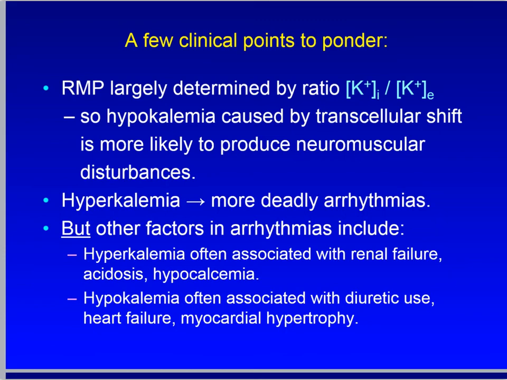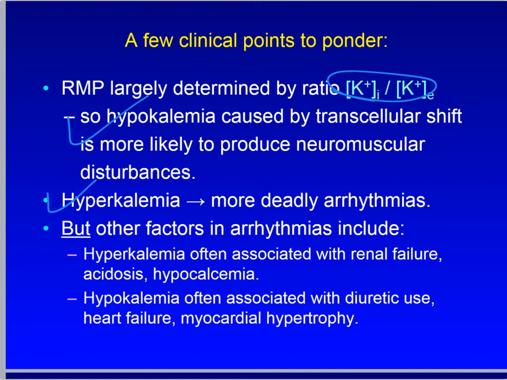Interestingly, because resting membrane potential is so much influenced by the ratio of intracellular to extracellular potassium, hypokalemia caused by transcellular shift, such as acid-base disturbances, seems to produce more neuromuscular disturbances than hypokalemia caused purely by potassium loss. In general, as you can see, hyperkalemia is the disturbance to be more feared, since it tends to cause the deadly ventricular fibrillation, while hypokalemia tends to cause atrial arrhythmias.